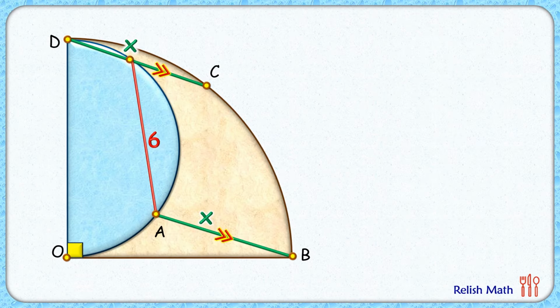Let's check this simple and elegant solution. Let's start by joining CB here. Now we'll first find the angle C.